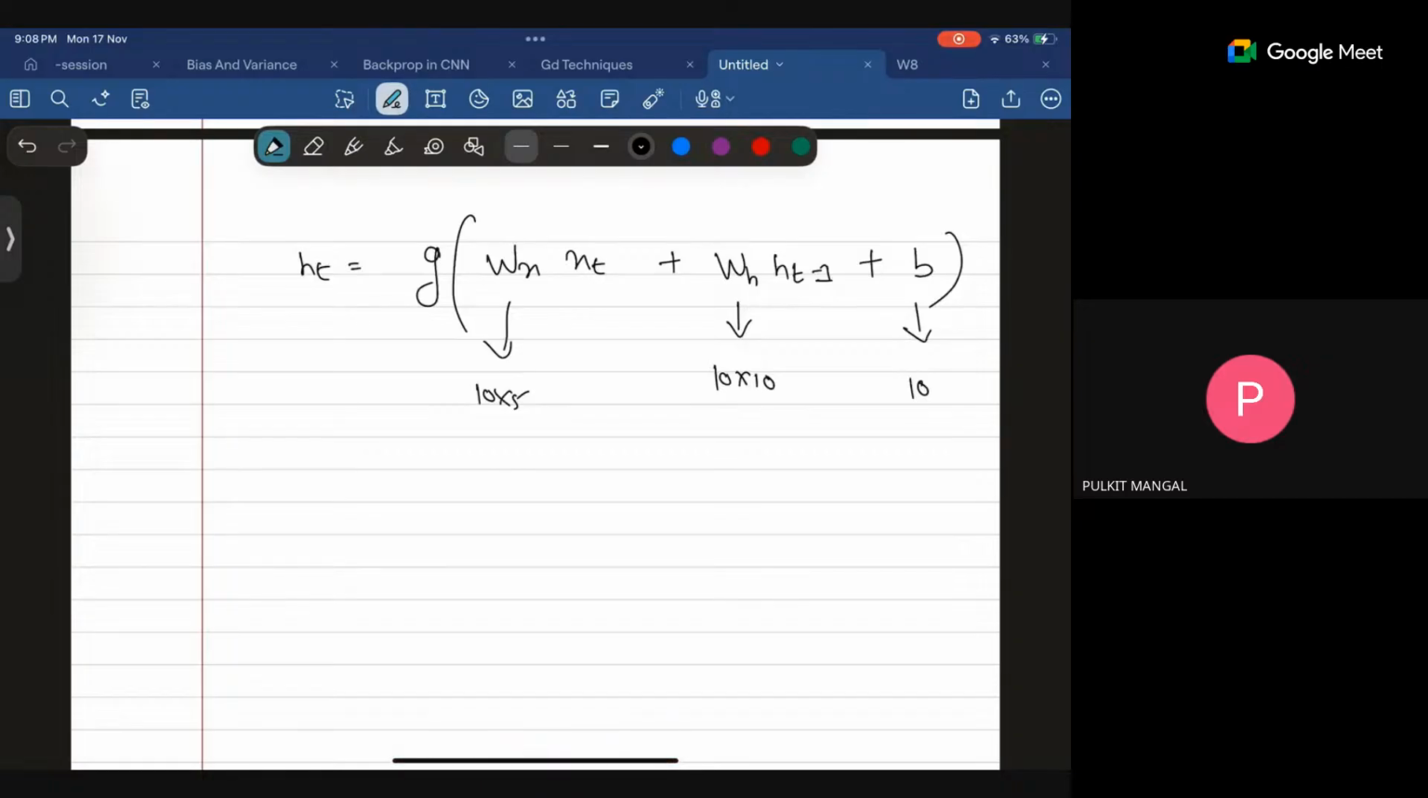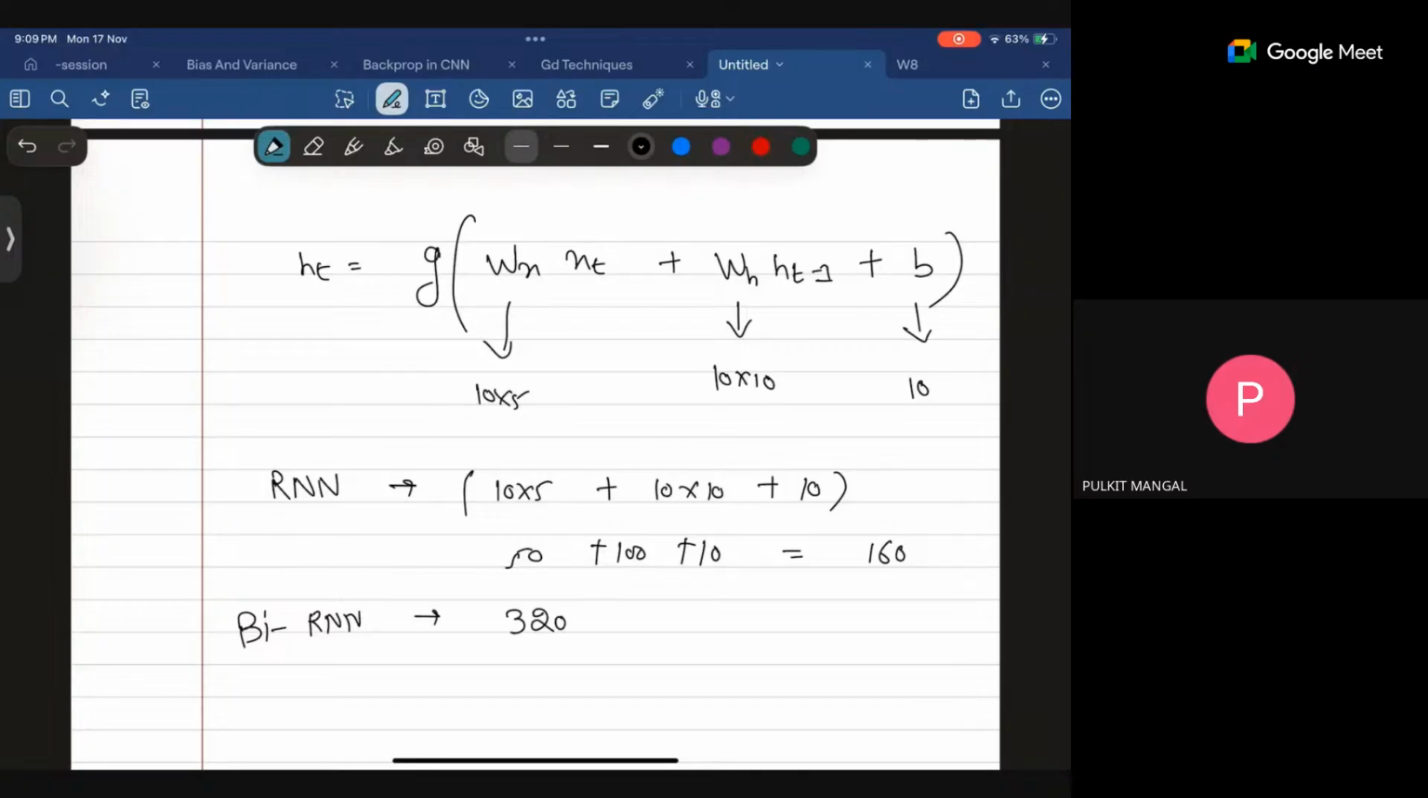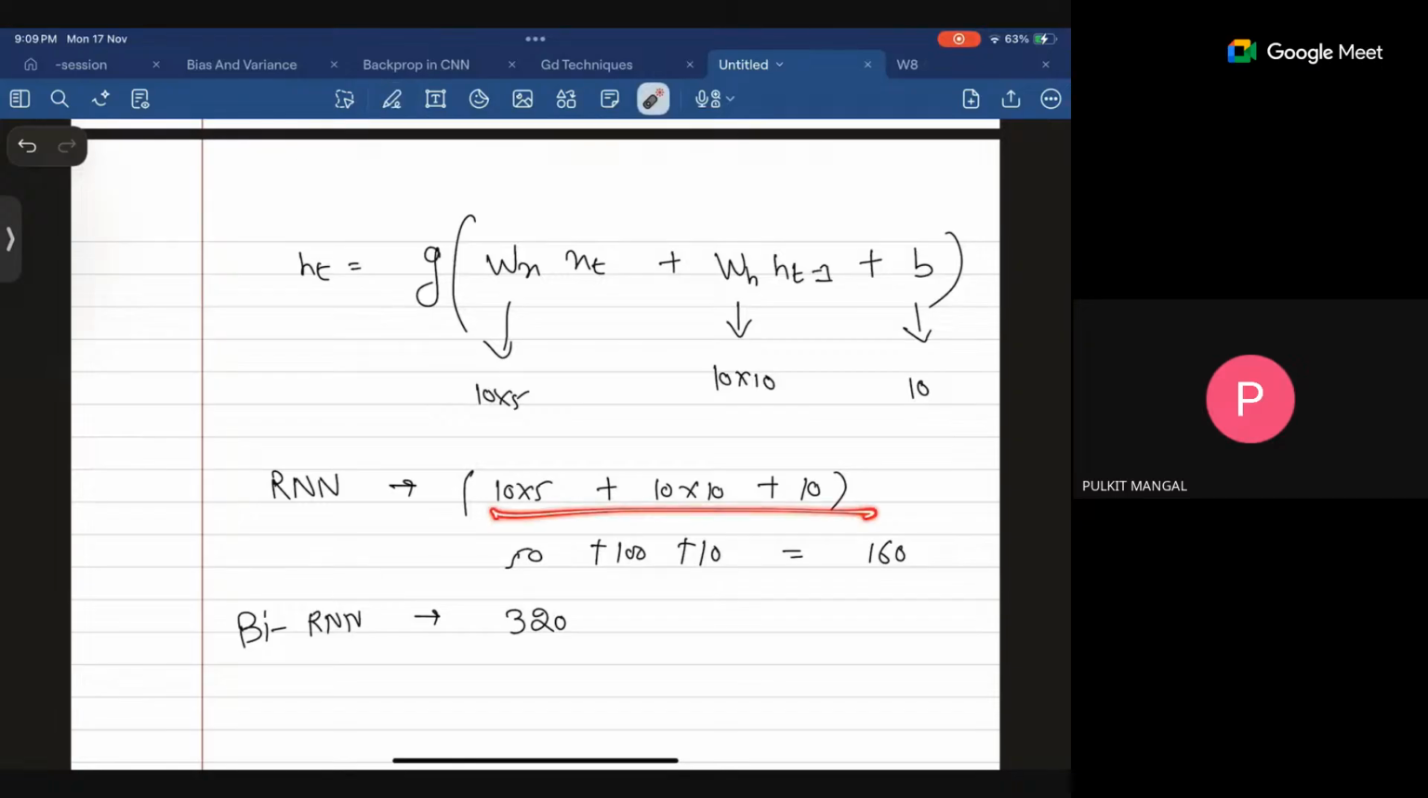Now, for the simple one-direction RNN, the number of parameters here would be 10 into 5 plus 10 into 10 plus 10. So 50 plus 100 plus 10, which is 160. For the bidirectional RNN, it will become just 320. You will have the same equation, it's just that the parameters will be different. The dimensions will technically be the same because you will have the same WX matrix, and you generally keep the hidden state dimension the same, and the bias. The same thing will happen for the backward direction also, so the same number of parameters will be there. So you can just multiply to get 320.